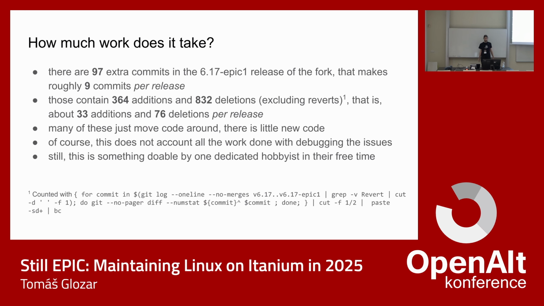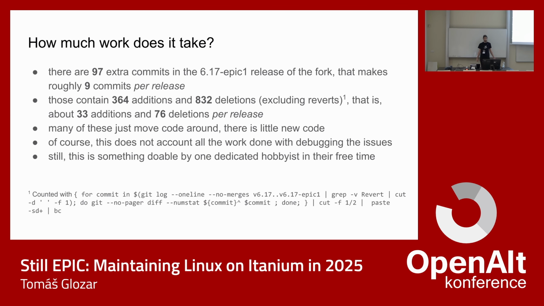Yes, and so how much work does it take? Here I prepared some statistics. There are 97 extra commits in the latest release of the fork, which makes it roughly 9 commits per release. In total, we have about 300 additions and 800 deletions, which is just a few tens of additions and deletions per release. Of course, this does not capture the work that was actually done to write this code, but many of those are just moving code around.